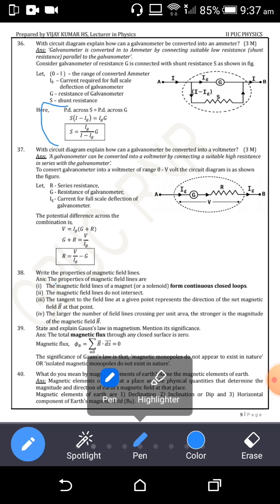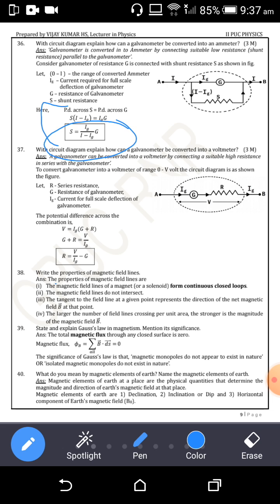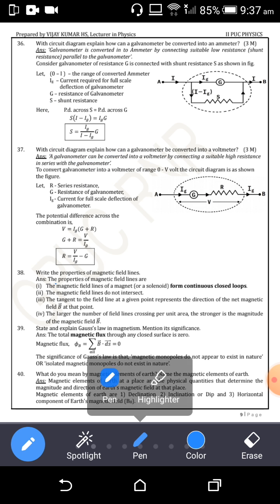What is the current flowing through the shunt resistance? It is I minus Ig. Hence we write S equals Ig divided by (I minus Ig), into capital G. This is the expression, and this is how we convert a given galvanometer into an ammeter. Go through it once.